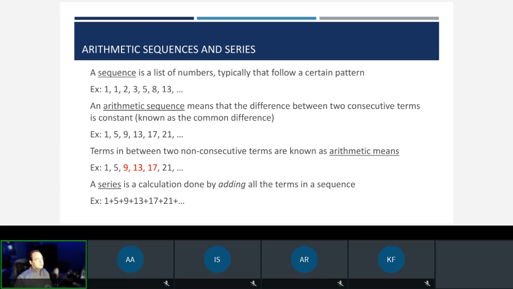All right, an arithmetic sequence means that the difference between two consecutive terms is constant. This is known as the common difference. So for example, we have the sequence 1, 5, 9, 13, 17, 21. Now in this sequence, the common difference between two consecutive numbers is what? Plus 4. Yes, we are adding 4 every single time. 1 plus 4 is 5, 5 plus 4 is 9, 9 plus 4 is 13, and so forth. Terms in between two non-consecutive terms are known as the arithmetic means.